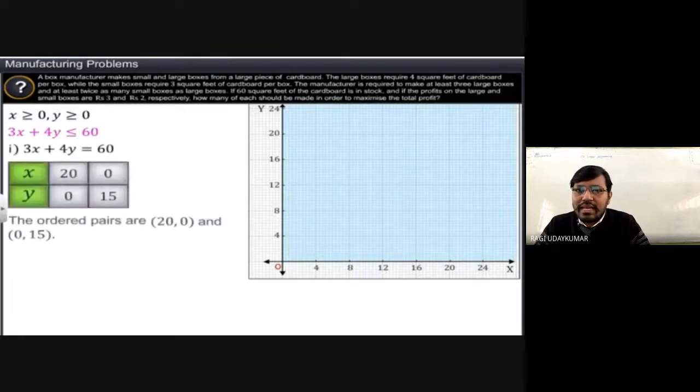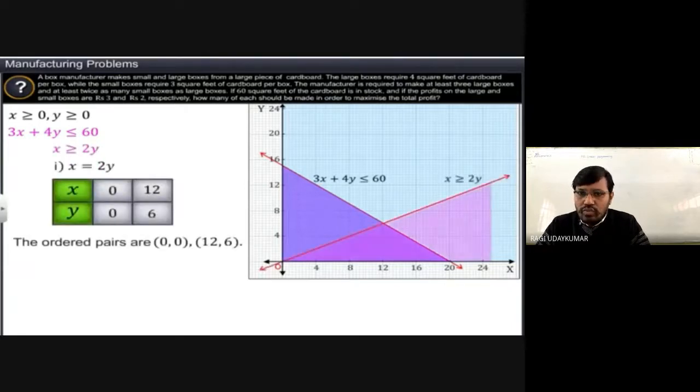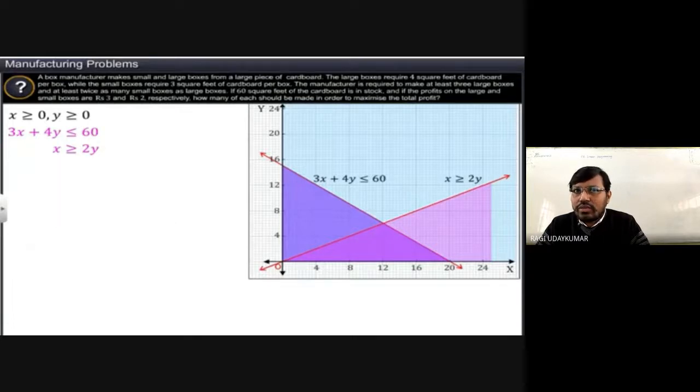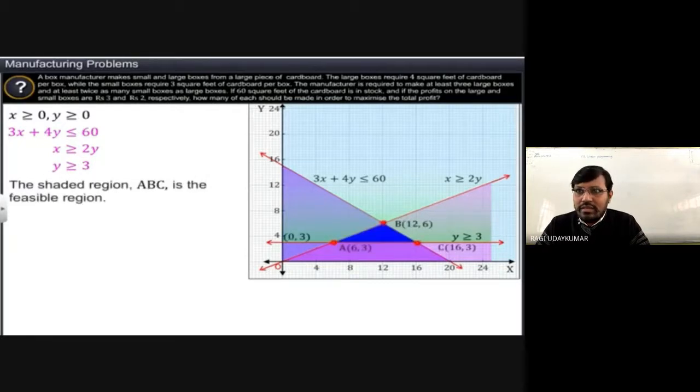Next, 3x plus 4y less than or equal to 60. Take the equal to 60 line by taking any 2 points, 2 ordered pairs. Any x should be considered and y you are going to get. Consider one as 0, the other will come. So x greater than or equal to 2y. The common region for both is to be taken into consideration. And y is equal to 3 is a line parallel to the x-axis. And we need y greater than 3, which means the upper part. So the common region of all three is highlighted in blue color.